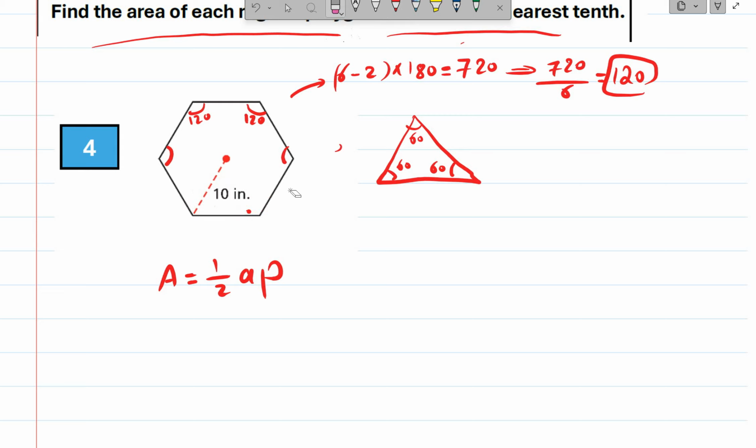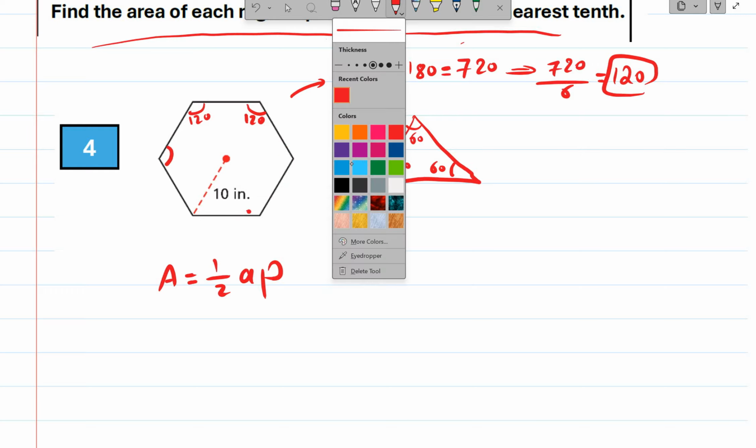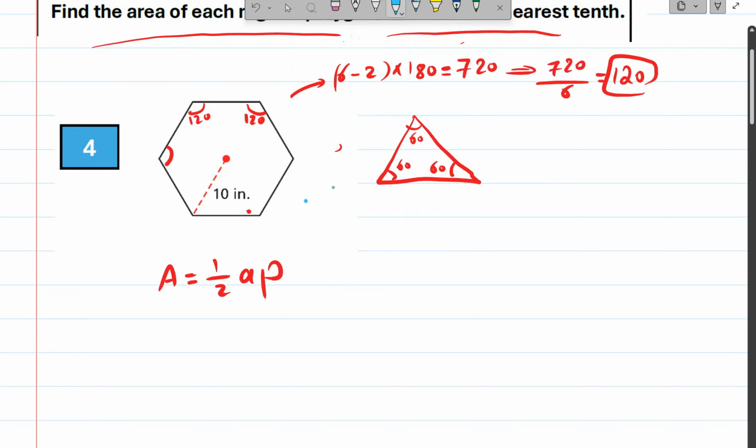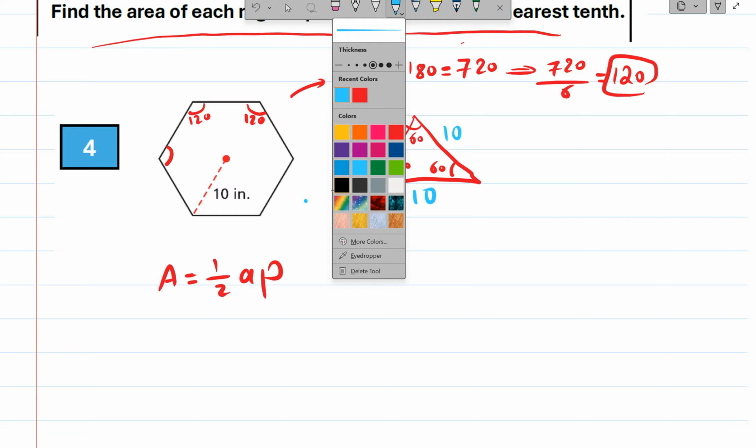Students, also, if one side in an equilateral triangle is 10, so it means this side is 10, this side also 10. Why? Because it's an equilateral triangle, a regular triangle. All sides are going to be the same.